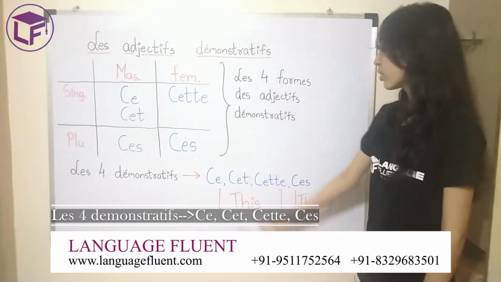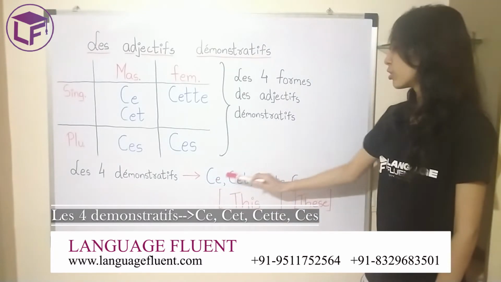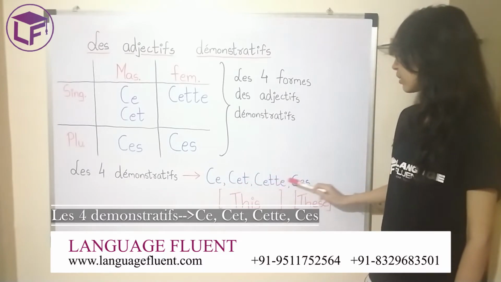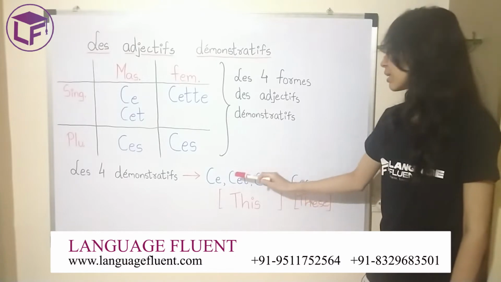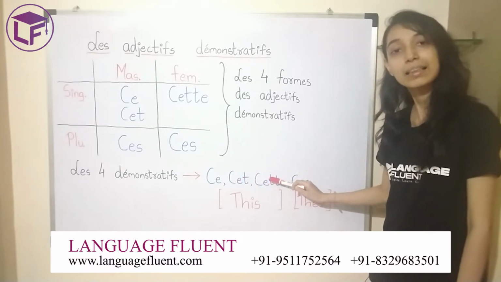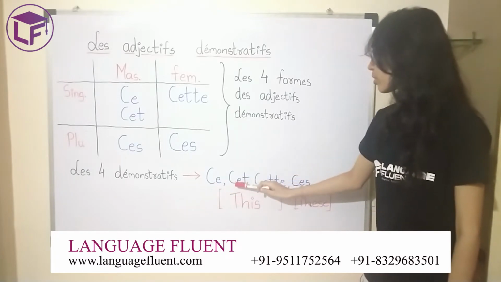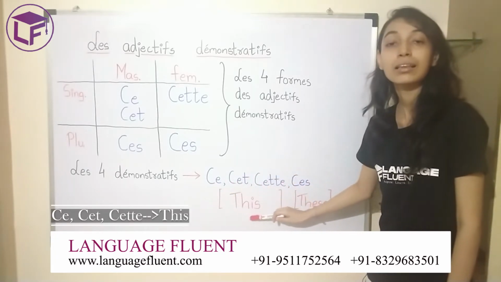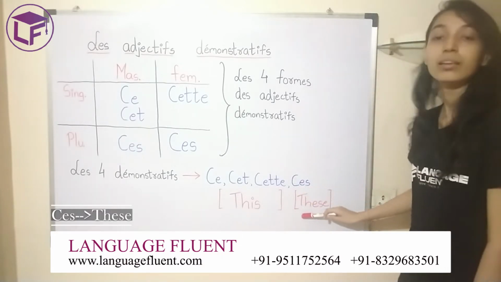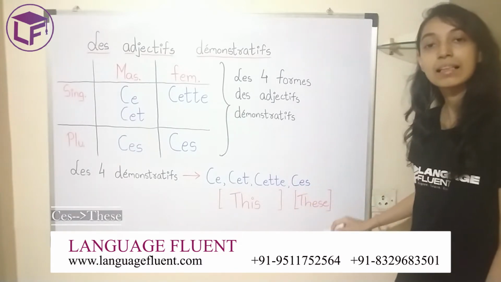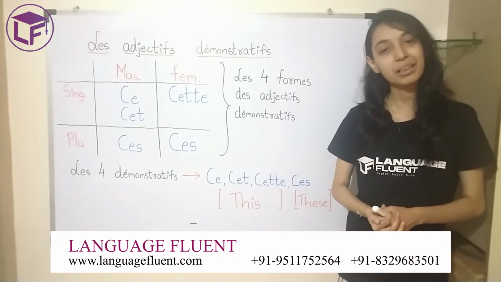And they are ce, cet, cette, ces. The pronunciation of these two, cet and cette, is the same. They are same. Here, ce, cet, and cette are this, and ces is these. This topic is very simple in French, so please watch this video till the end.